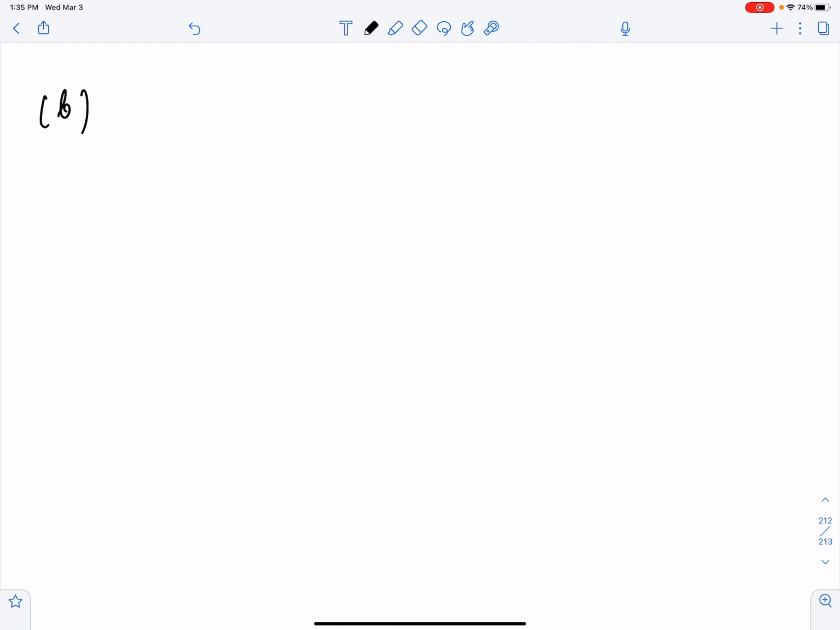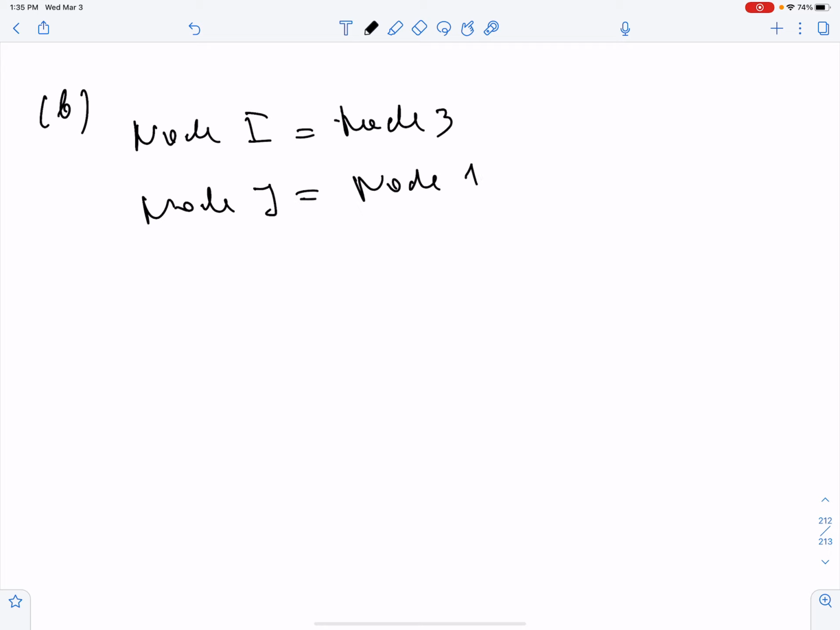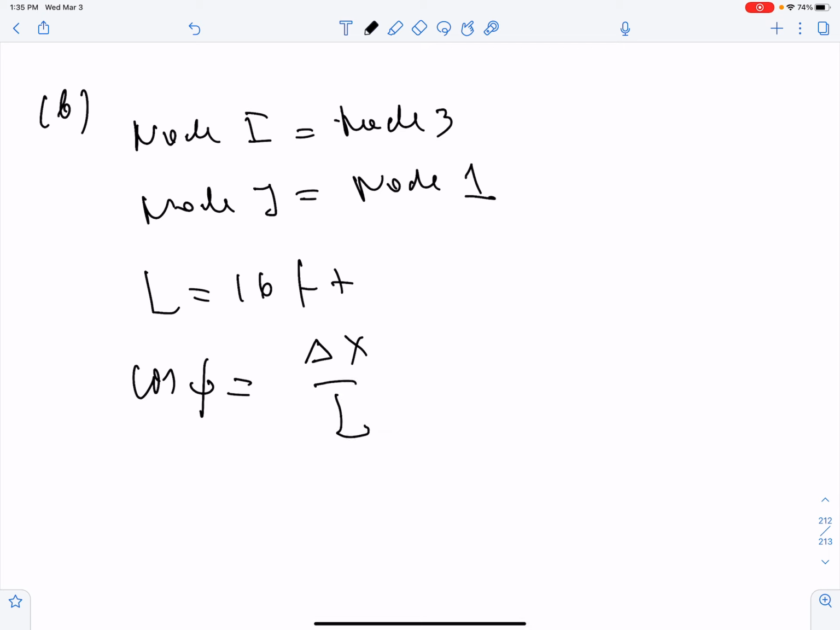I'll go quickly. Node I is node 3. Node J is node 1. Length is 16 feet. Cosine phi is delta x over L. Just use that definition. Don't try to come up with your own angles and right-hand rules, left-hand rules. Once you decide what your starting and end node are and the corresponding coordinates, everything is defined.